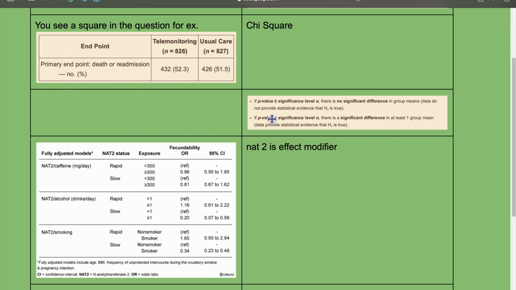So the data does not provide statistical evidence that alternative hypothesis is true. Okay. If the p-value is less than the alpha, like alpha is 0.03 and p-value is 0.01, then there is a significant difference in at least one group mean. So data provide statistical evidence that alternative hypothesis is true. Okay.